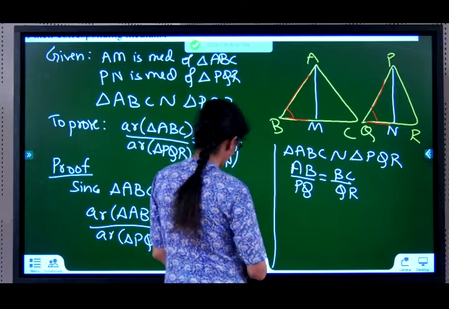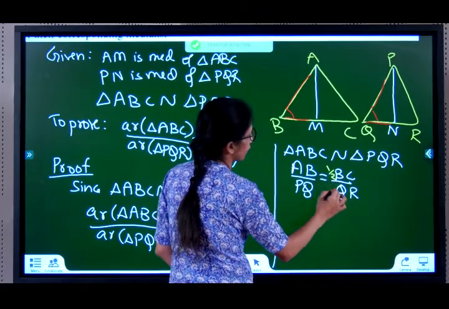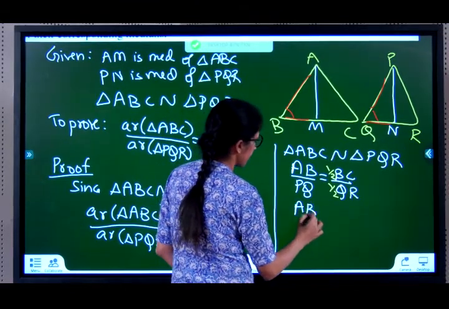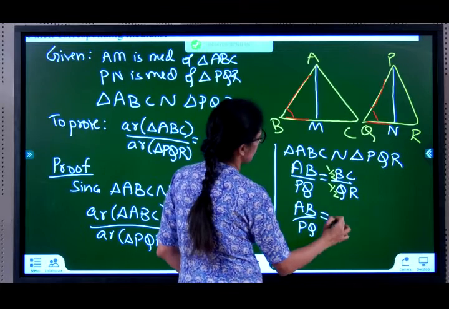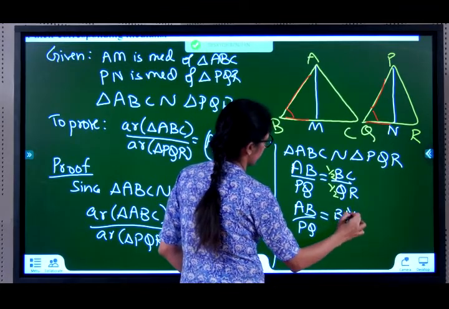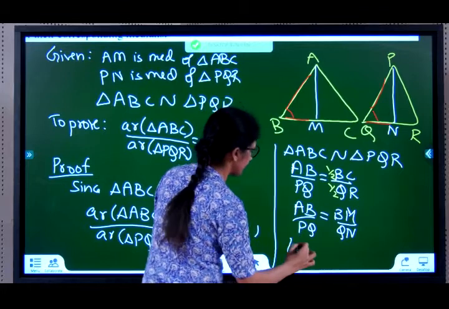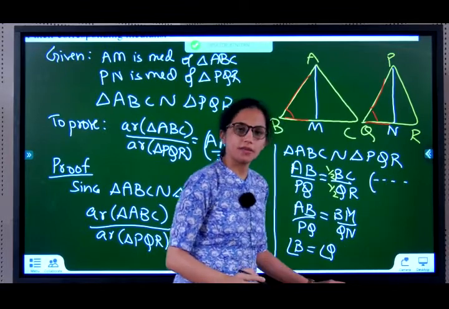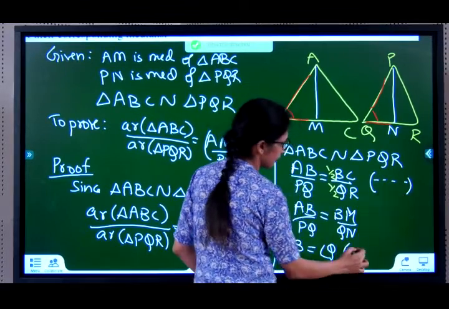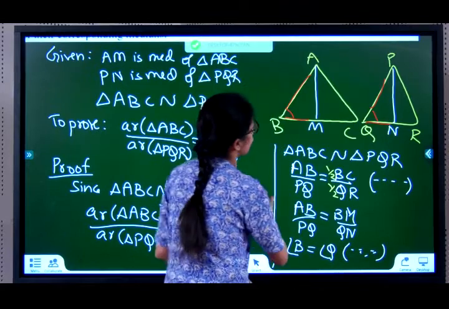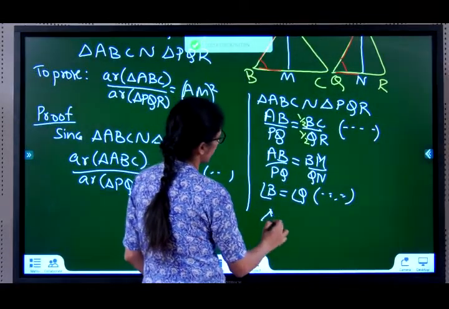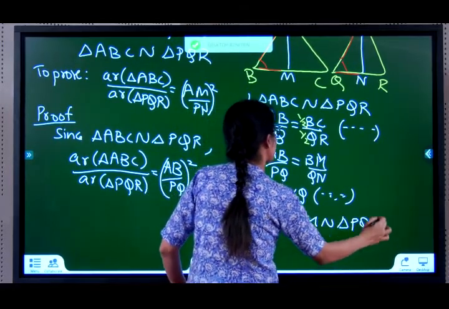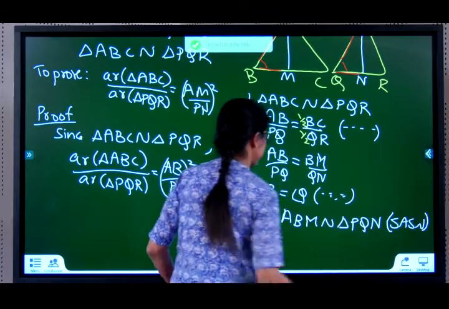So I want only BC by QR. What am I going to do now? Add a half. Yes. So now what happens? AB by PQ is equal to BM by QN. Also angle B is equal to angle Q. Reason for this, corresponding sides of similar triangles are proportional. Reason for this, corresponding angles of similar triangles are equal. Can I therefore say triangle ABM is similar to triangle PQN, reason being SAS similarity.